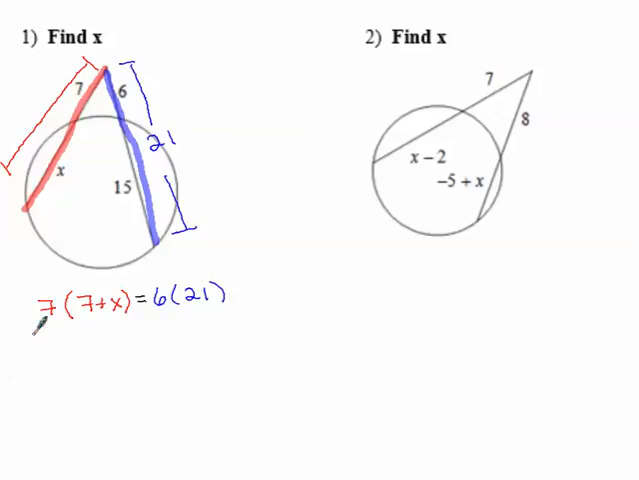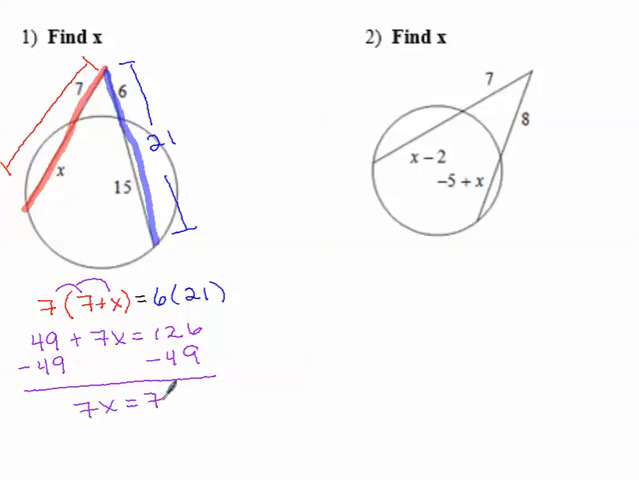So when I do the math, I'm going to distribute on the left-hand side, and I'm going to get 49 plus 7x equals 126. I'm going to subtract 49 on both sides, and I get 7x equals 77. So I divide both sides by 7, and x equals 11. So let's look at one more example before we go on to the other little section of notes.